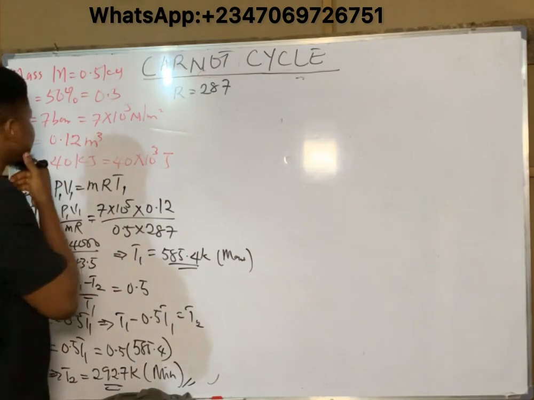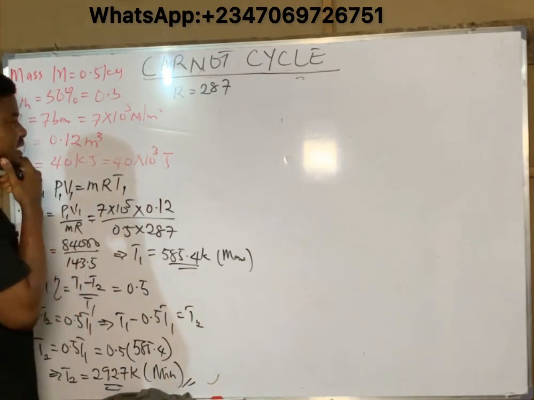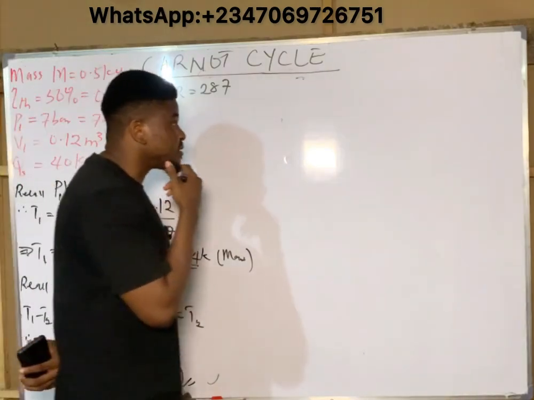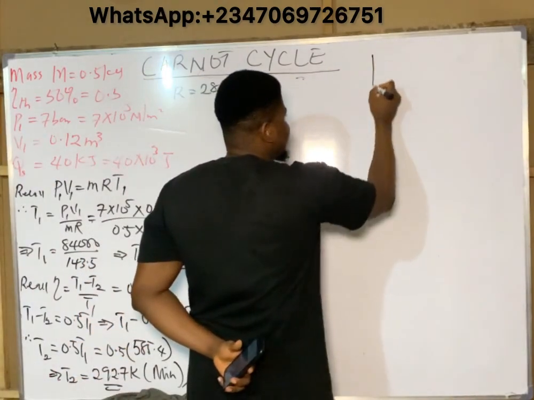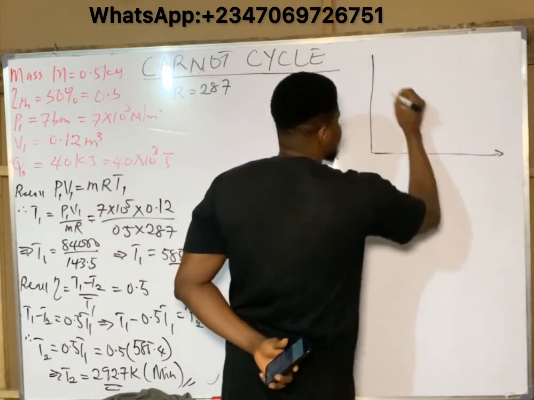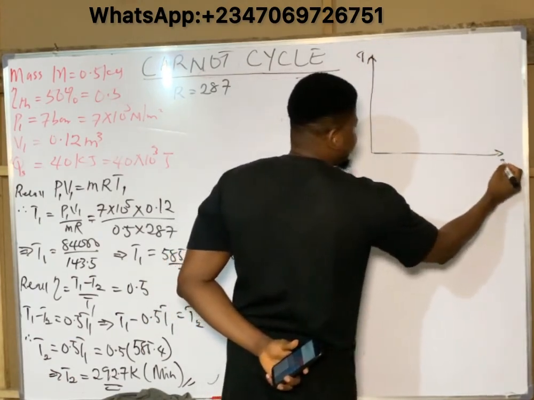The second question says we should find the volume at the end of isothermal expansion. So this is our TS diagram. Let's just showcase that a little bit. This is our TS diagram for the Carnot cycle.